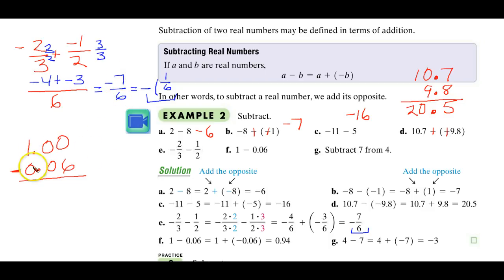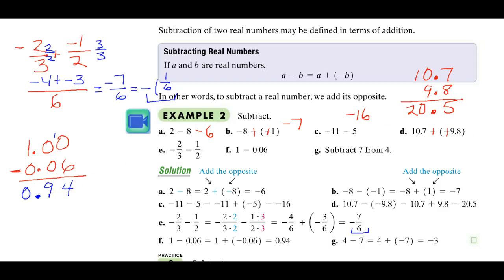And again, setting up example F, you can't really subtract 6 from 0, but if you borrow, this will become a 10. This is then a 9. So this then becomes a 4. This is now a 9. And we borrowed in a sense. All right, there you go.